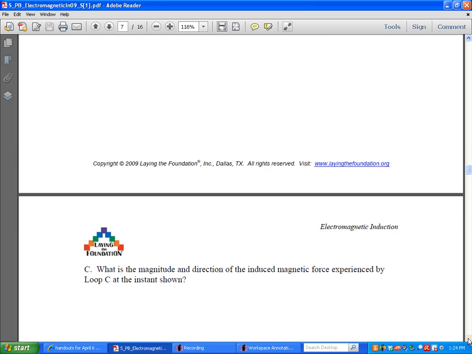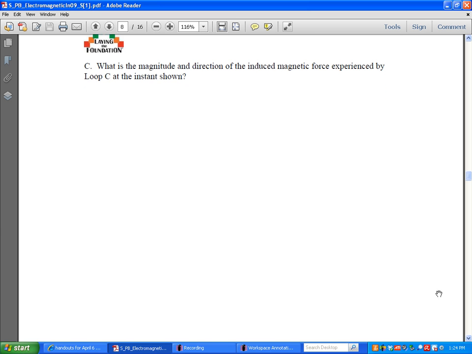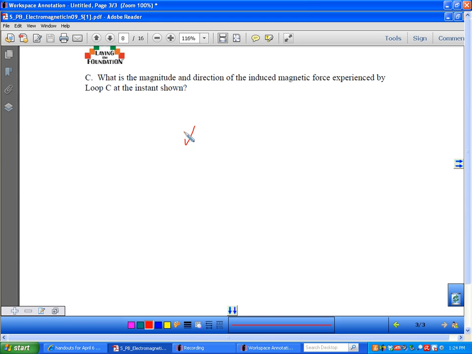Part C says, what is the magnitude and direction of the induced magnetic force experienced by the loop C at the instant shown? All right, so here's my loop C. X's are everywhere because the field is into the page. I'm taking a different color for loop C, and it's being pulled in that direction if I remember what I'm doing. So let me double check and make sure, yep, that's good.